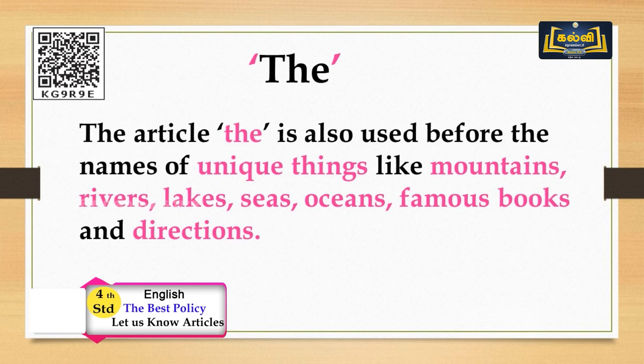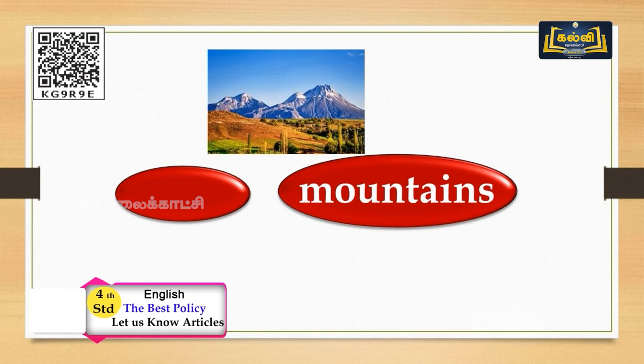What are the unique things? Like mountains, rivers, lakes, seas, oceans, famous books and directions. These are some particular, unique things that we are telling. So before all these things, we have to use the article the. Now come, let's see some examples. Here, what picture can you see? The, it's mountain.